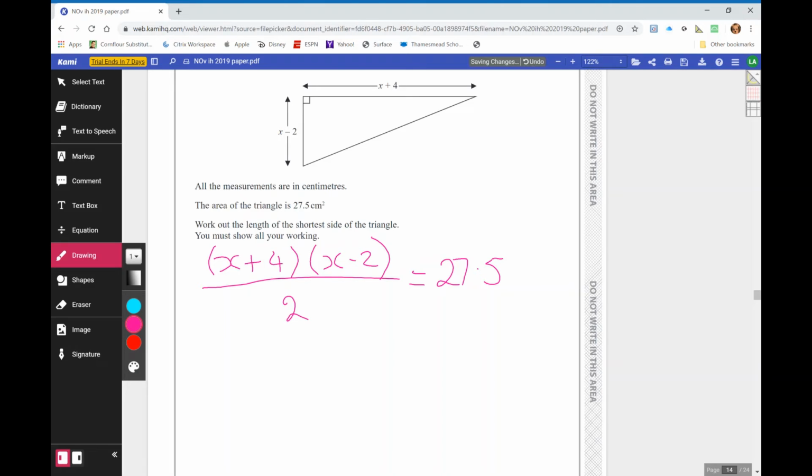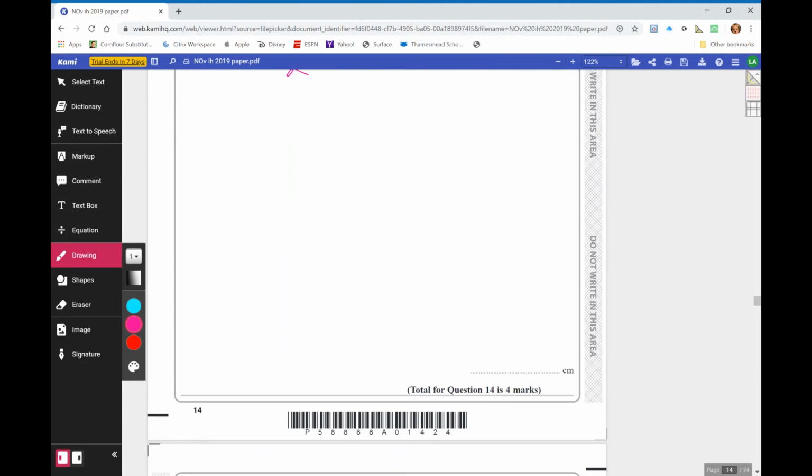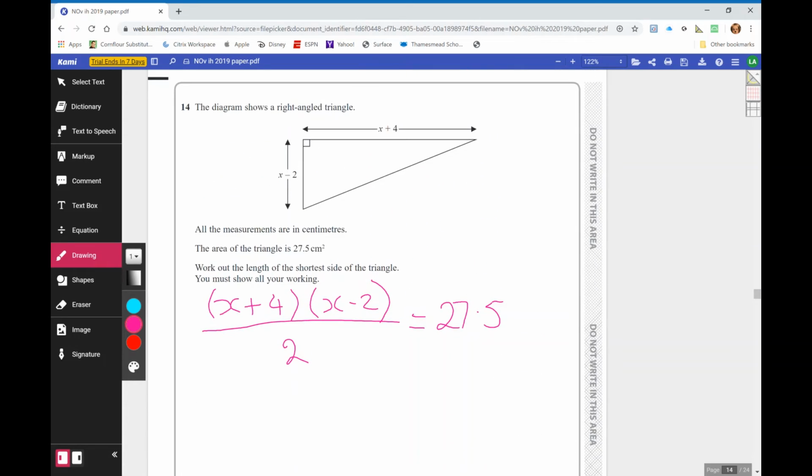Now you cannot do this with trial and error. When I marked many papers, a lot of students did trial and error, just put different values in for x, and it worked actually, and they got the answer. But you will not get full marks. You have to do this algebraically. So here I've set out the equation. You'll get a mark for doing that. Let me just see how many is available here. 4 marks. Okay, so you will get the mark for that.